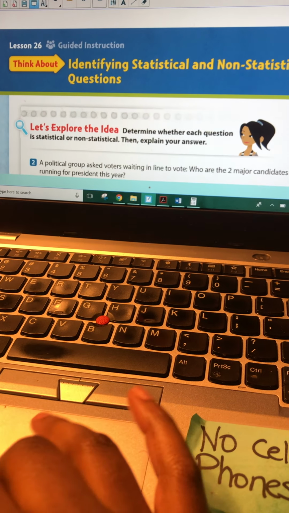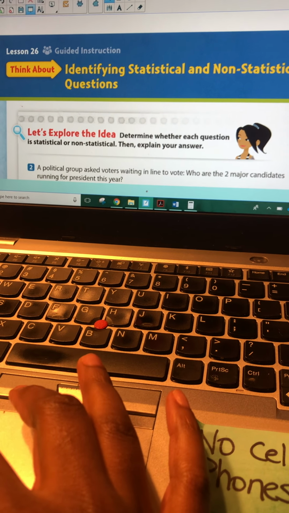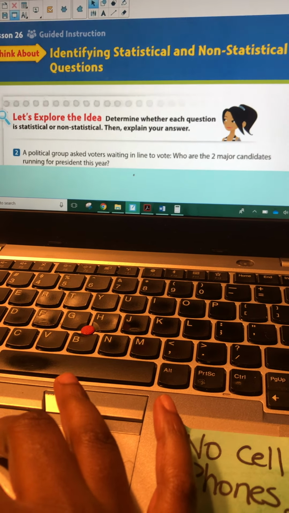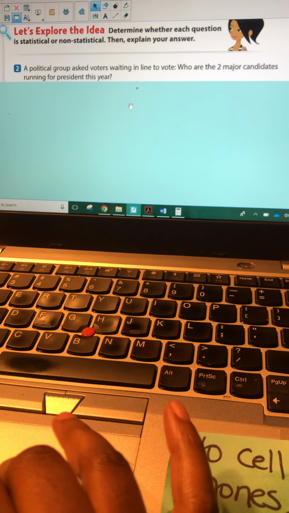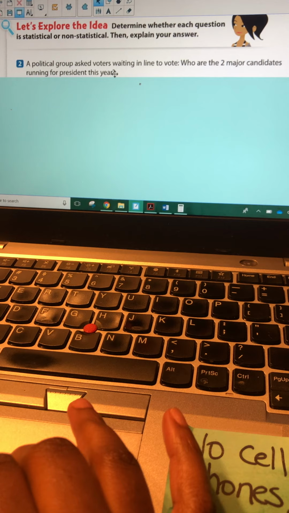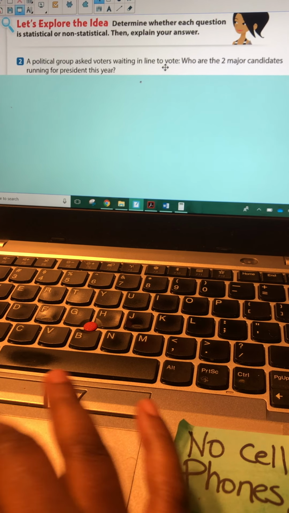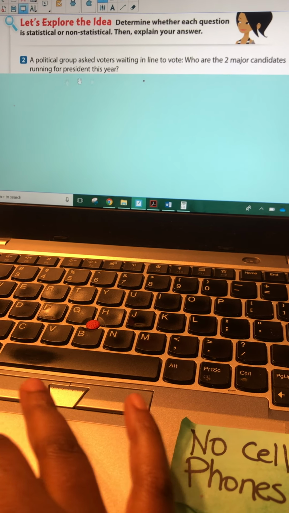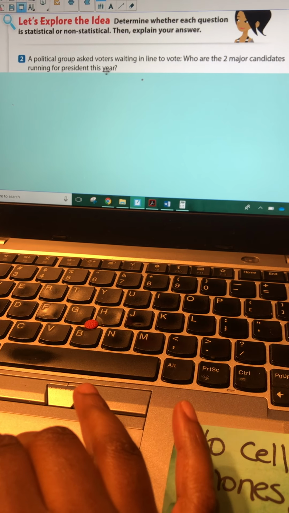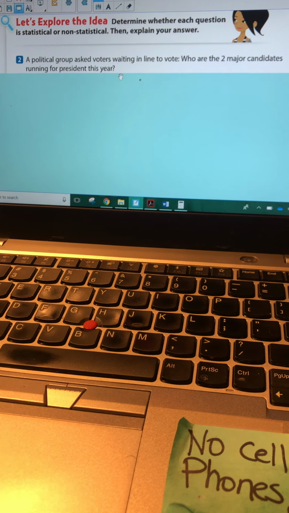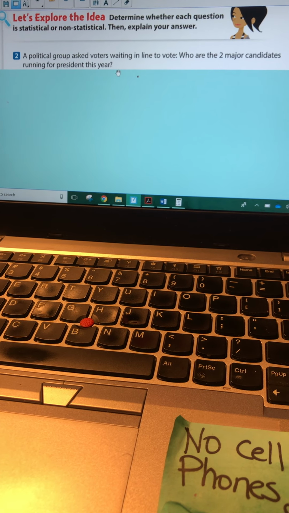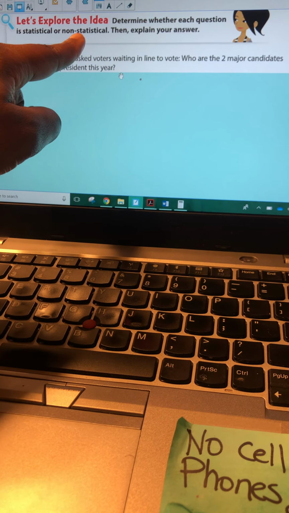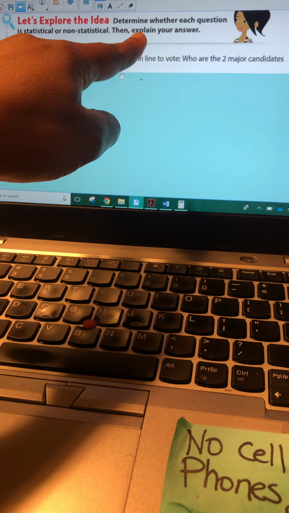All right, now looking at the next page, it says identifying statistical and non-statistical questions. All right, so now we're going to look at number 2. It says a political group asks voters waiting in line to vote, who are the 2 major candidates running for president this year? Now, we don't want you guys to literally answer the question. We just want you to be able to determine if it is statistical or non-statistical and then explain, okay?